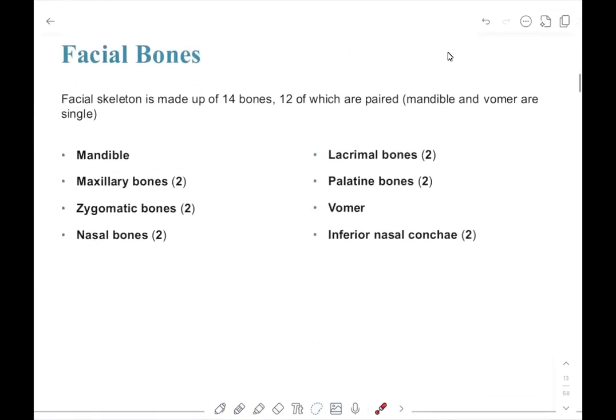So this slide is going to show the facial bones, which we've already seen a few of them. And there is the mandible, 2 maxillary bones, 2 zygomatic bones, 2 nasal bones, 2 lacrimal bones, 2 palatine bones, a vomer, and an inferior nasal concha. And we'll be going through each of those individually on our next video.